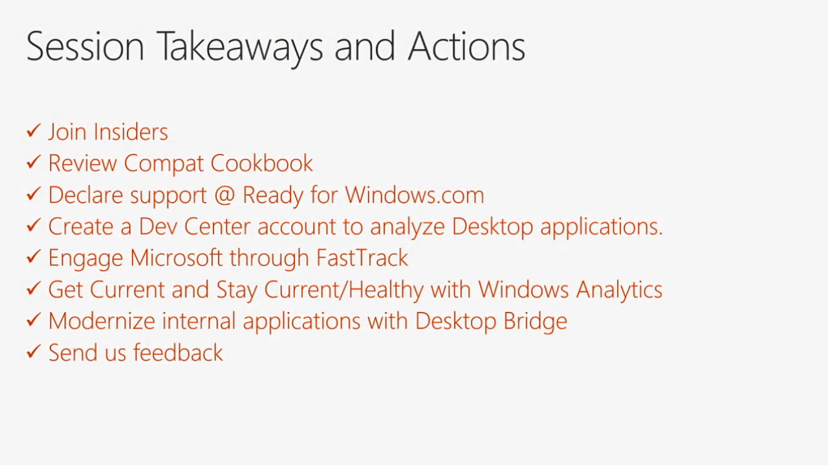So quick takeaway: join Insiders, review the Compat Cookbook. If you just search for Windows 10 Compat Cookbook, you can find the link to it. Declare support on Ready for Windows if you're an app developer. And then create a Dev Center account so that you can get access to the desktop application program. And then there's a program called Fast Track. We didn't talk about that, but you can go search for it. That's where you find a lot of help and guidance for both Office as well as Windows. And it's a great way to engage with Microsoft.